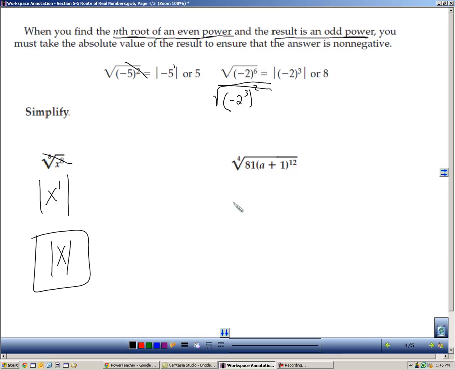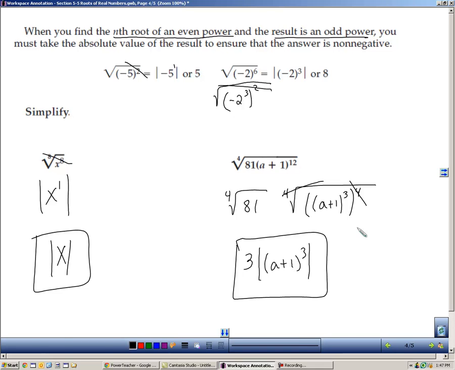Over here, 4th root, that's an even. So I'm looking for the 4th root of 81. And then I'm looking for the 4th root of a plus 1 to the 12th. Now instead of doing to the 12th, I'm going to do it to the 3rd, and then take that to the 4th, because 3 times 4 is 12. Now the 4th root of 81 is just 3, because 3 to the 4th is 81. Over here, the 4th root and the 4th power will cancel, leaving me a plus 1 to the 3rd. But it started out being a 12, which is even, and ended up being a 3, which is odd. So I need to put absolute value bars around that piece for the final solution.